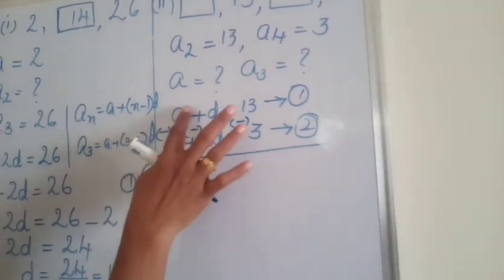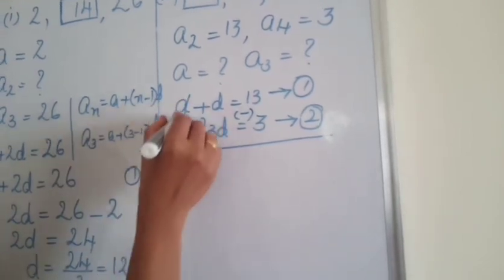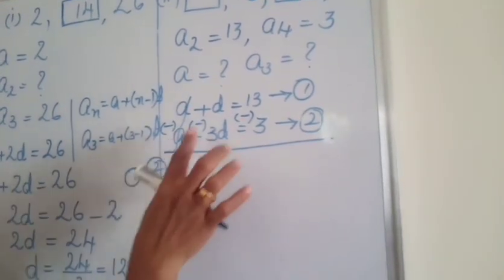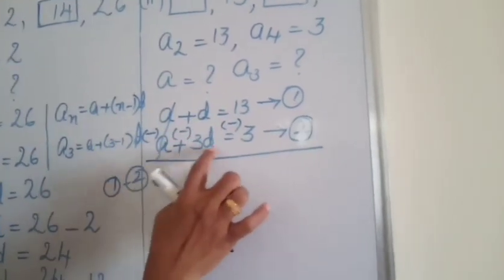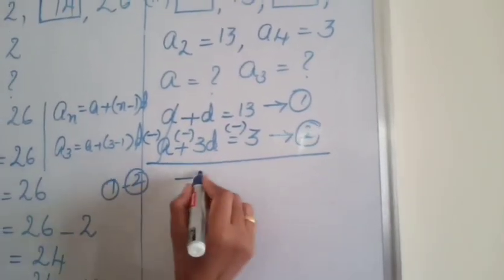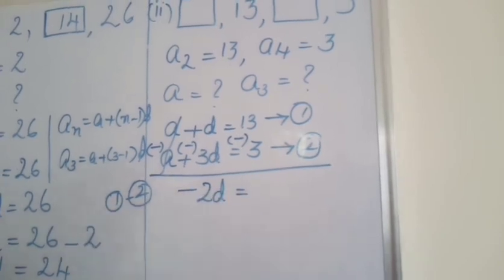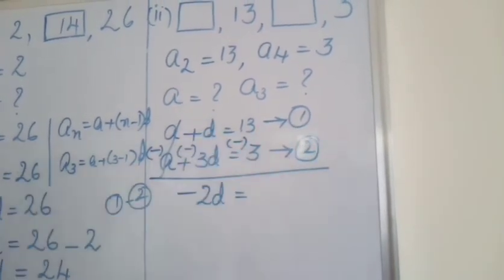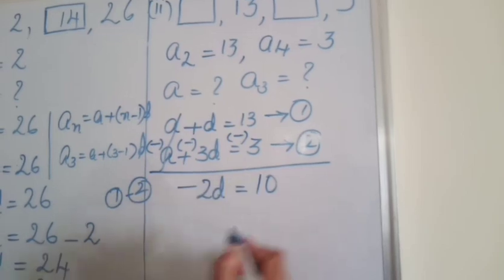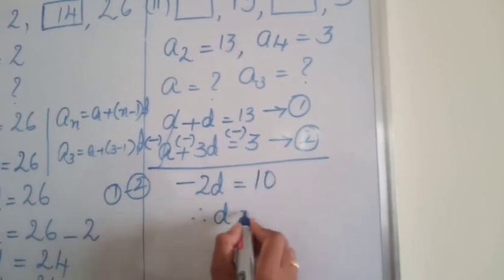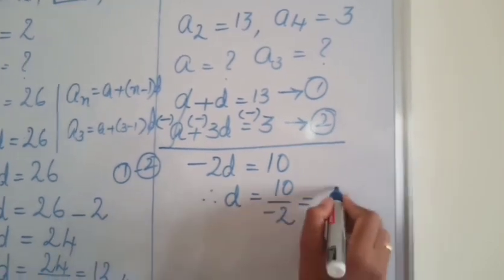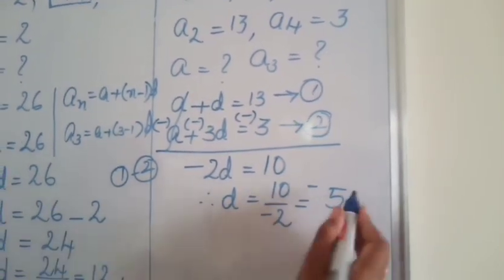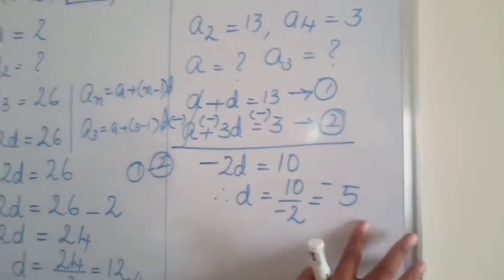So here, A minus A will cancel and we will get 0. Here D means 1D. 1D minus 3D becomes minus 2D equals, what is 13 minus 3? It is 10. Therefore, D equals 10 by minus 2. 2 fives are 10. Write the sign minus 5. So D is minus 5.